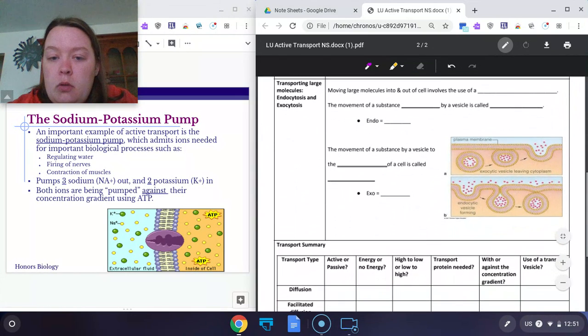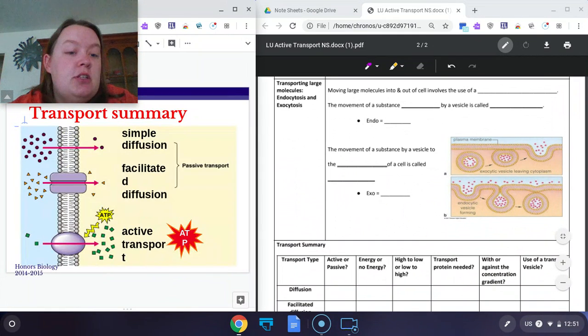So summary, small molecules move across the cell membrane all on their own. Simple diffusion is passive transport. Movement from high to low through a protein is facilitated diffusion.